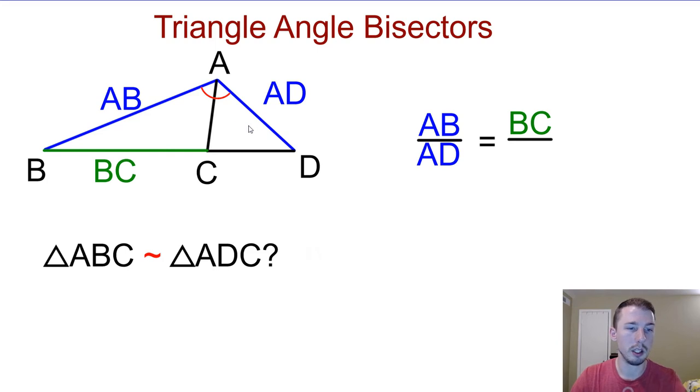Which is pretty interesting. So if we set up a proportion for it, we would say that AB goes to BC just as AD goes to CD, and that would be our proportion. So this cuts the opposite side here proportional to the other two sides. So if those sides are proportional and these angles are congruent because they were cut in half, the next question I would have is, are these two triangles going to be similar to each other?